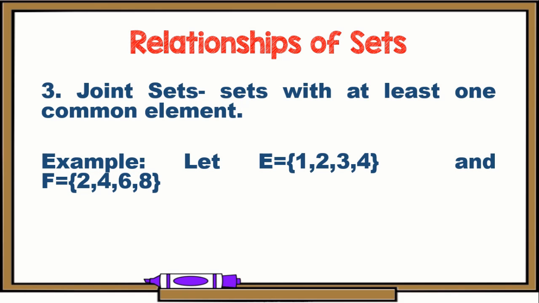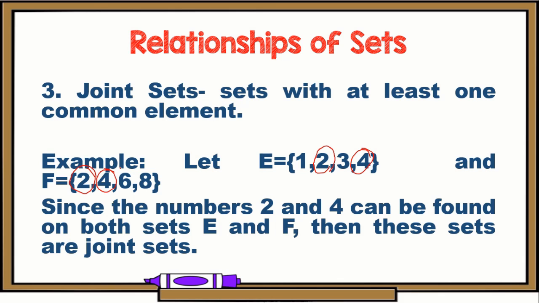For example, set E is the set containing 1, 2, 3, 4, and set F is the set containing 2, 4, 6, 8. Do we have common elements? Alright, 2 and 4 can be found on the first set as well as on the second set. So since the numbers 2 and 4 can be found on both sets, E and F, then these sets are joint sets. Basta nagkaroon sila ng parehong element inside, kahit isa lang yan, they will be considered as joint sets.